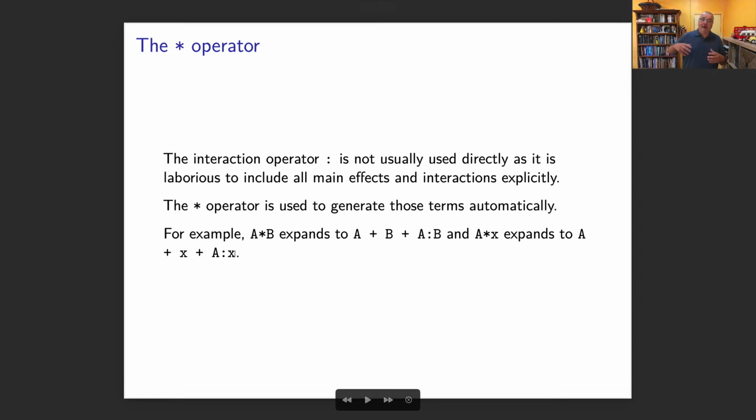And in fact, if you had A times B times C, it would go A plus B plus C plus A colon B plus A colon C plus B colon C plus A colon B colon C. Because you have three terms, it will give you all the possible interactions up to three-way interactions.